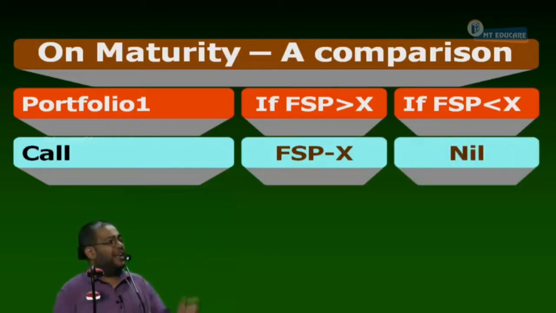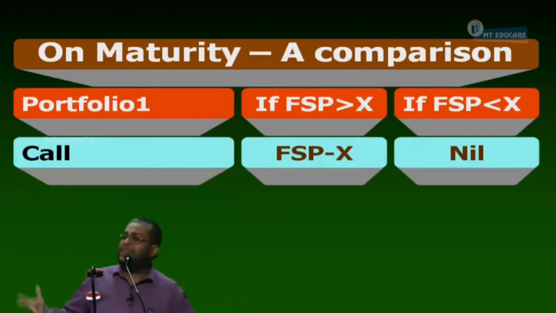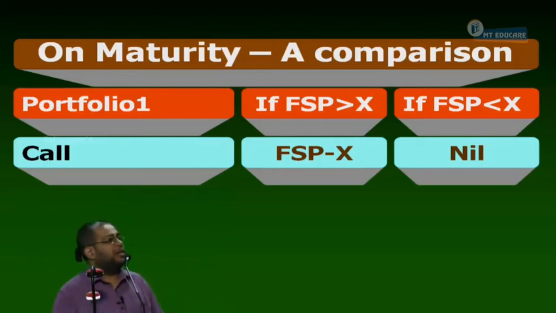This is the value of one of my assets, the call option. This call option can be worth FSP minus X, or the call option can be worth nothing. These are the two possible values for the call option on the maturity date. Yes or no?